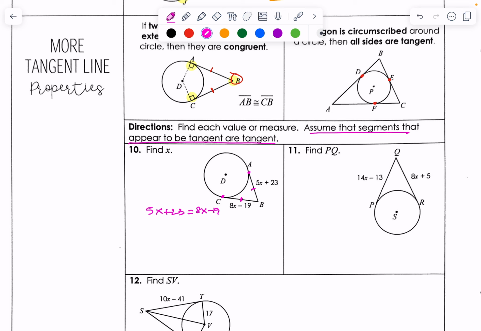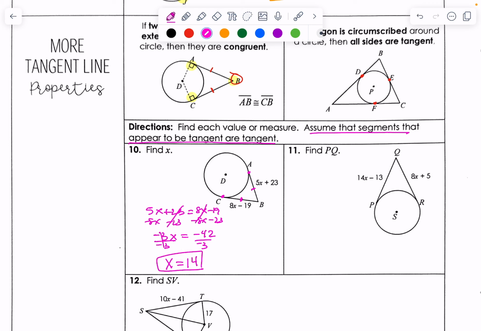So I'm going to subtract 8x from both sides. I'm going to subtract 23 from both sides. That gives me negative 3x equals negative 42. And when I divide, x equals 14.